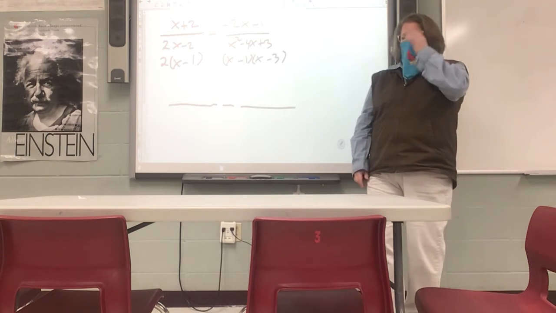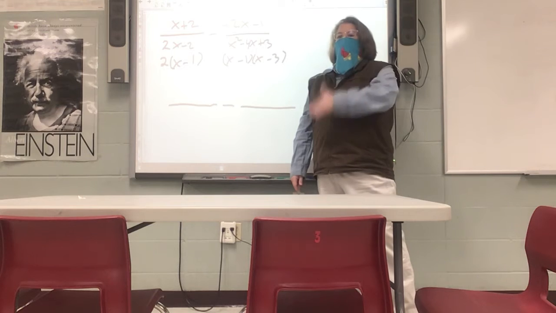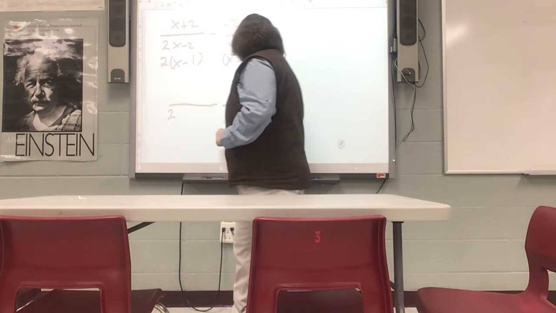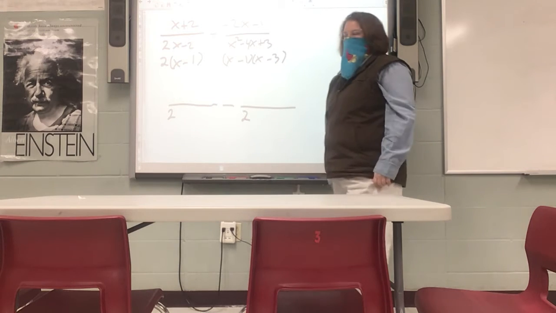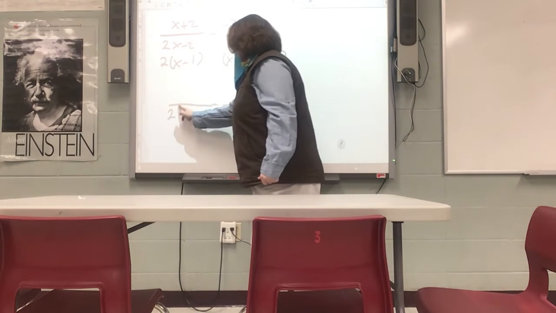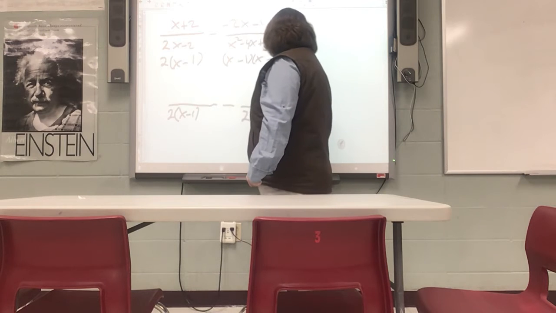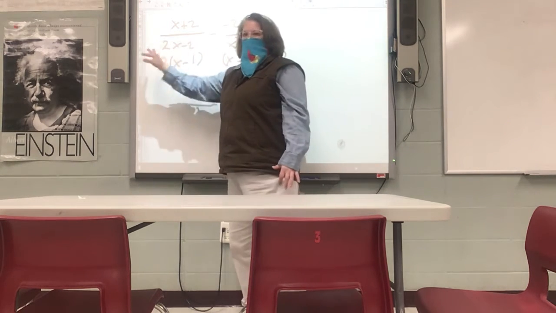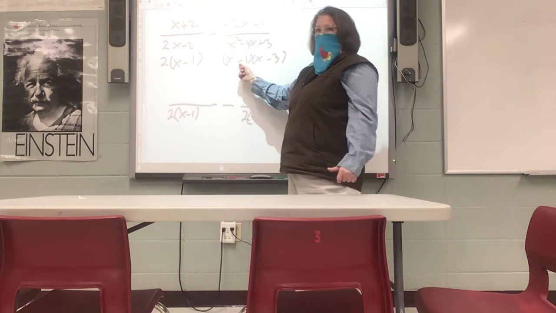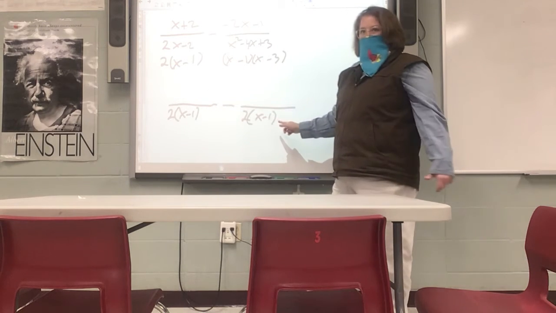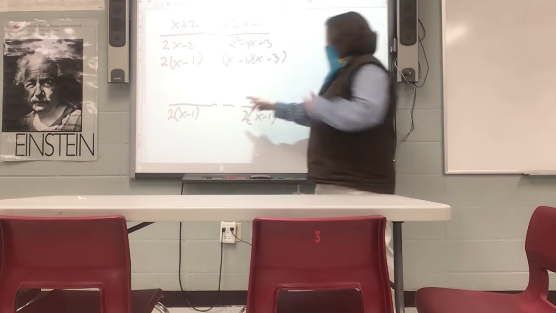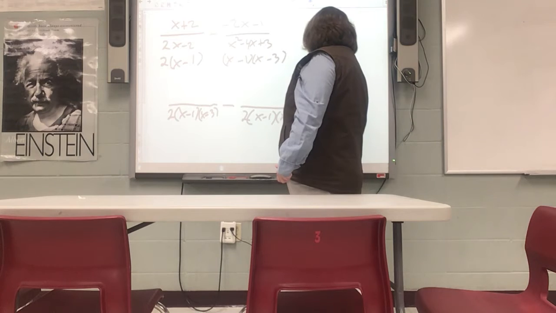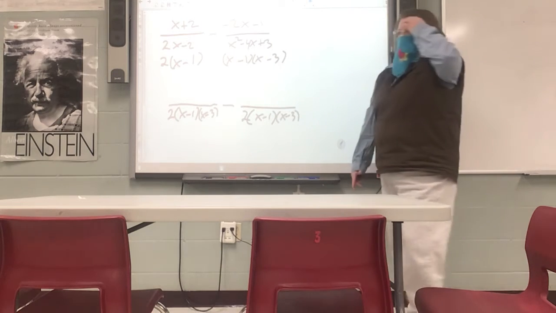And remember the rule I told you: if it's on one of your denominators, it's got to be in your common denominator. So I got to have a 2 on both sides. I got to have an x minus 1 on both sides. Okay, so I've got that one taken care of. Jump to the other one. X minus 1, I've already got it. X minus 3, got to include that. So there's your common denominator.